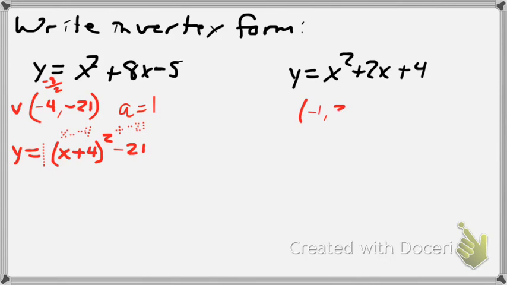The vertex is, I get negative 1, 3. Opposite of b over 2a is negative 1. Plug in the negative 1, you get 3. So when you write that in vertex form, you get (x plus 1) squared plus 3. Because it's x minus negative 1, plus 3.